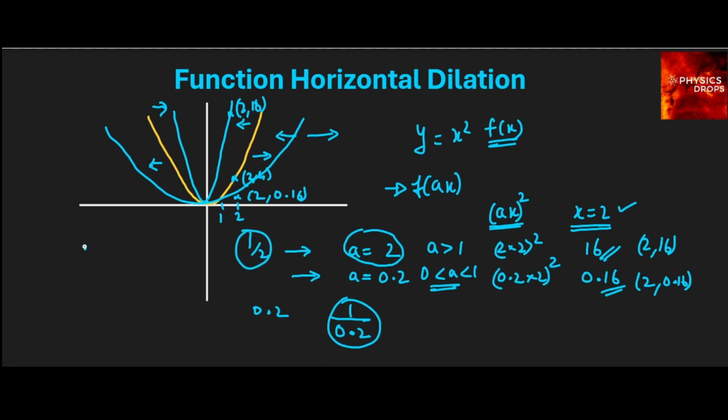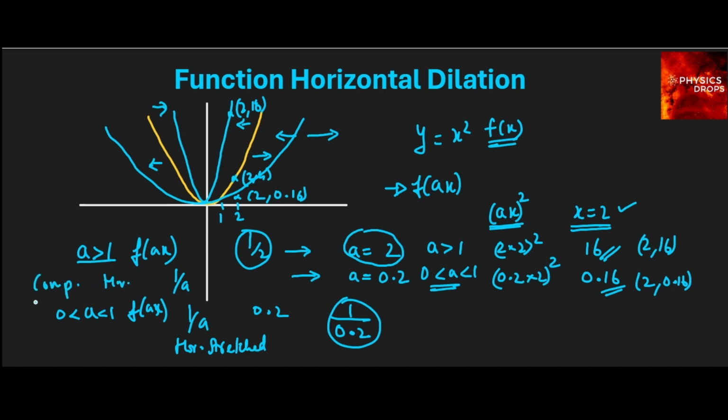So to summarize, if a is greater than 1, f of ax gets horizontally compressed by a factor 1 by a. If a is lying between 0 and 1, f of ax gets horizontally stretched by a factor 1 by a. A greater than 1, it's compressed horizontally. And if a is lying between 0 and 1, it's stretched horizontally.